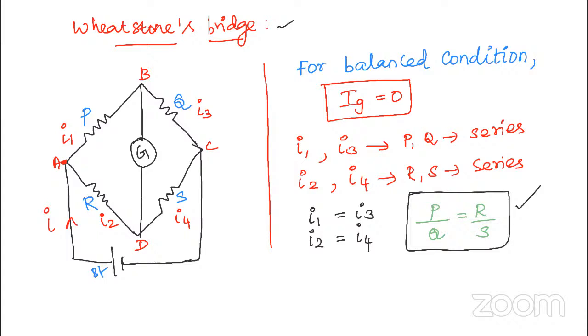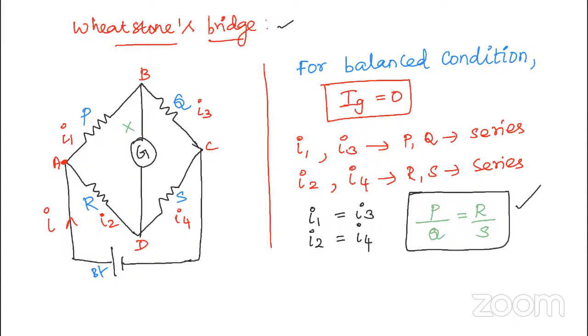In a Wheatstone bridge circuit, it should obey the Wheatstone bridge condition. First of all, we have to check the formula, that is P by Q is equal to R by S; this condition should be satisfied. When the condition is satisfied, the circuit is in a balanced condition. Keep this in mind: in the balanced condition there is no current flow in the galvanometer.